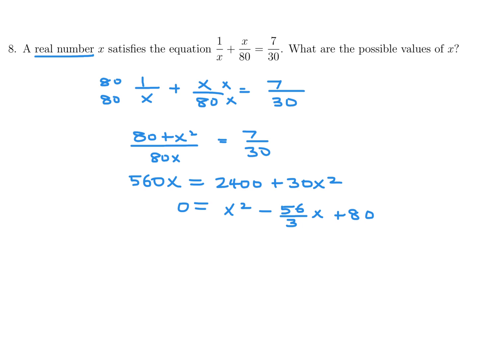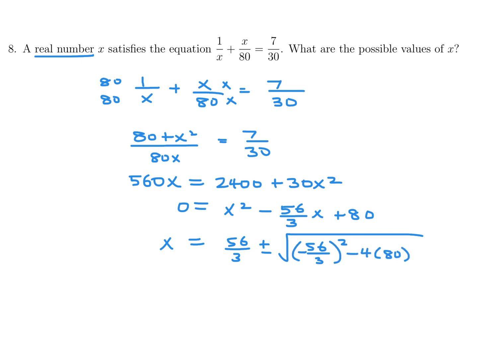Oh, I gotta do a messy quadratic here. Oh boy. Well, that shouldn't be so bad. X is equal to 56 over 3 plus or minus the square root of b squared, 56 over 3 squared minus 4ac, so 80, all over 2. So I'll let you guys do that. It basically is 56 over 3 plus or minus 5 1/3, which is 16 over 3, I believe. And don't forget that over 2.